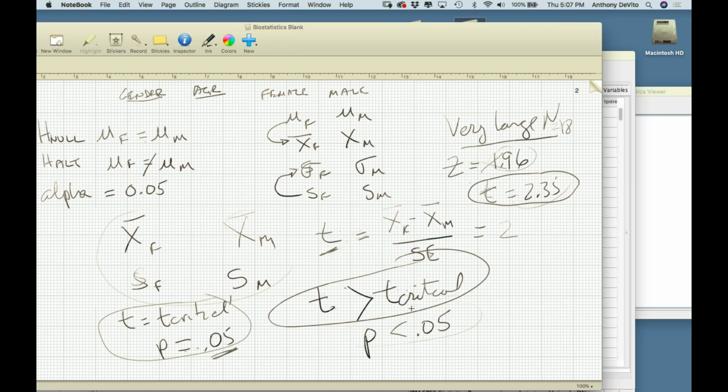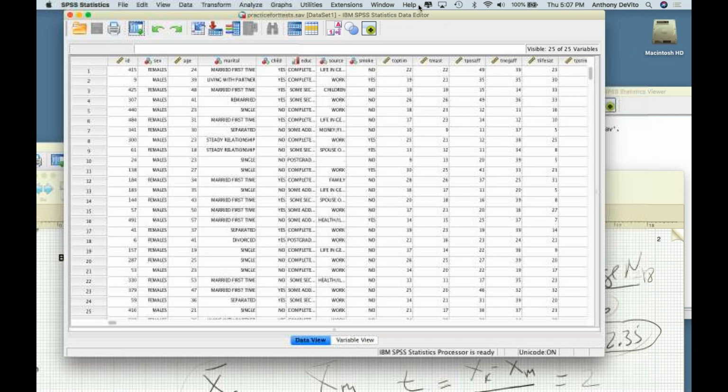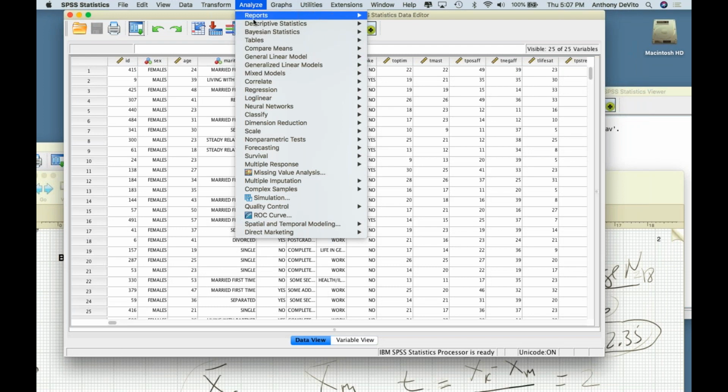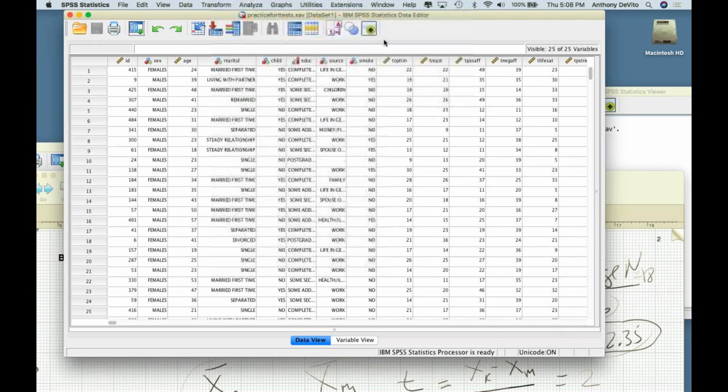right? So now we're going to do this using SPSS. In the videos, I think you see me do the calculation by hand. Most of the time you're going to be using SPSS. So I'm going to go into SPSS and do exactly this particular t-test. First, I'm going to go into Descriptive Statistics, and I'm going to go into Explore. I'm going to go into Explore for a reason.